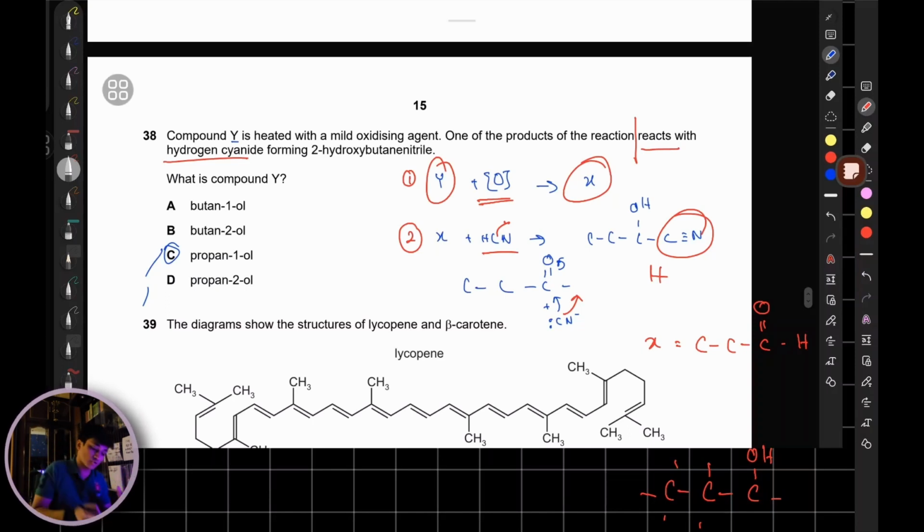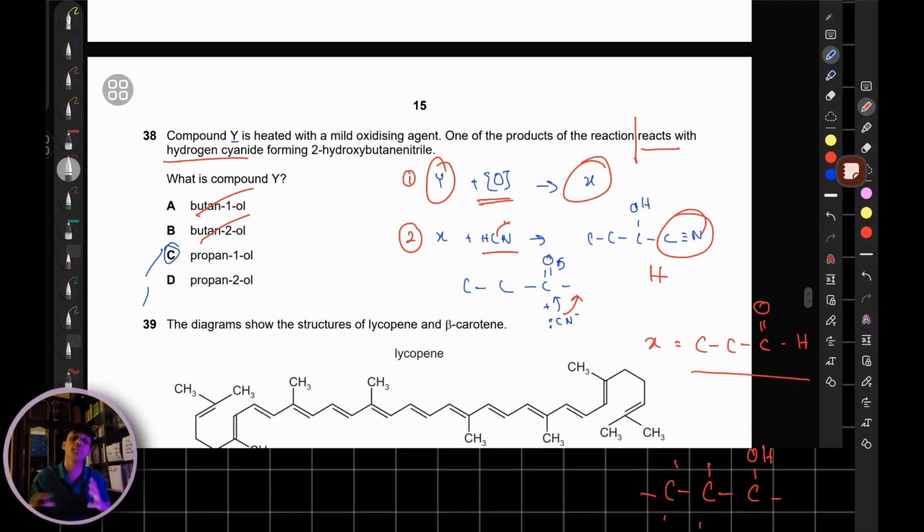You can already cancel out butanol and butanol. Why? Because you don't have 4 carbon atoms, you have 3 carbon atoms to work with, because it's a propanal, 3 carbon atoms. So cancel off A and B. Now you're left with 2 options, propan-1-ol or propan-2-ol. How are you going to decide that?